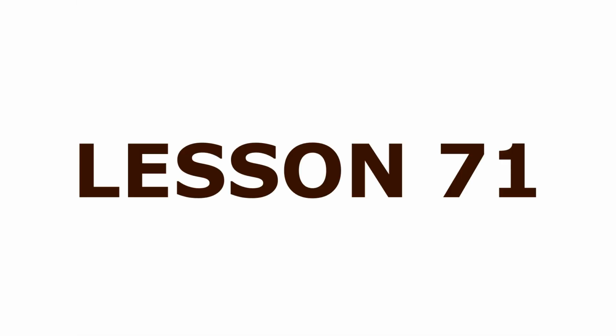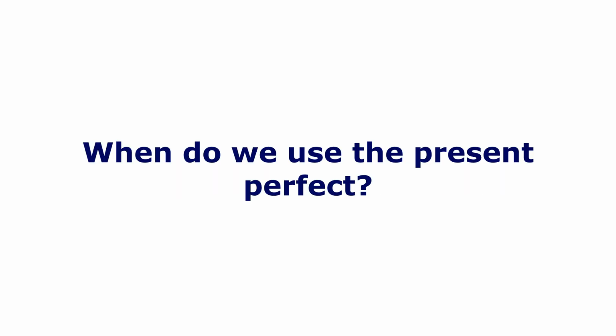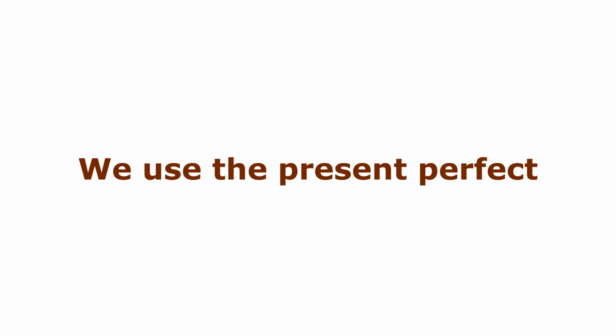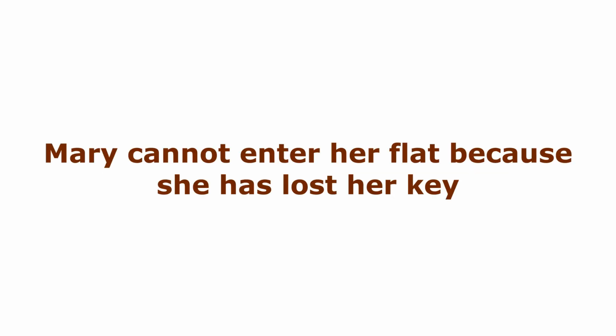Lesson 71. Past perfect. I had eaten. When do we use the present perfect? We use the present perfect when we are thinking about time before and up to now. Give me an example. Mary cannot enter her flat because she has lost her key.